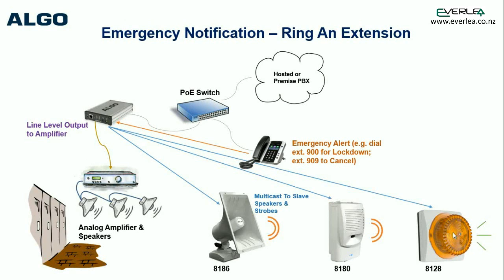So your emergency notification, again, is simply via a SIP registration. You dial the number. For example, in this case, it's 900. It can output the emergency lockdown through to the amplifier, analogue amplifier if you so wish, and of course broadcast across to the IP-based speakers and in whatever multicast zones you want to use.